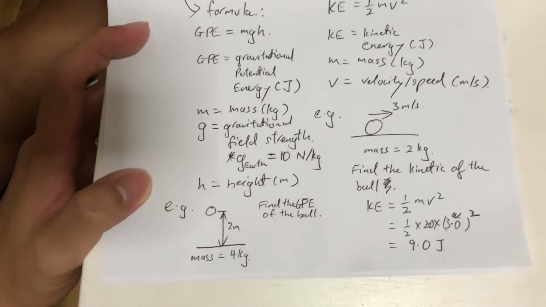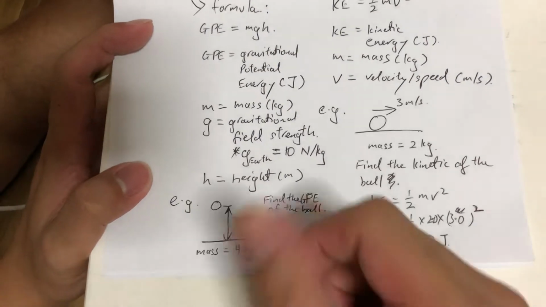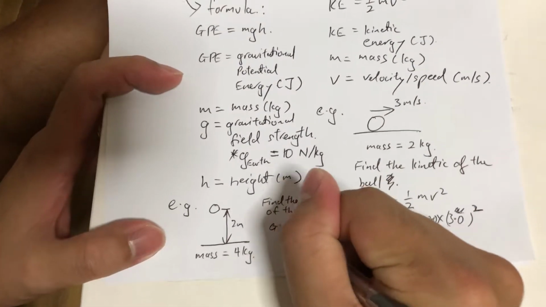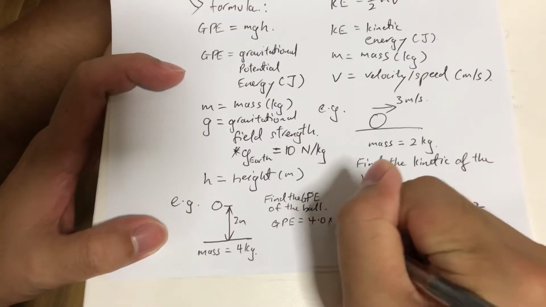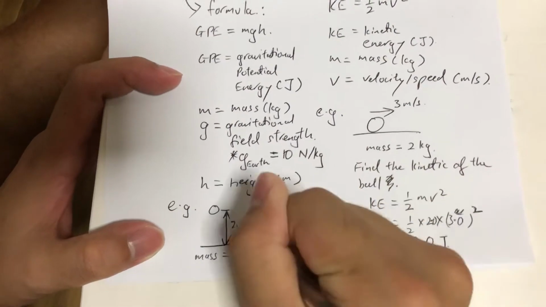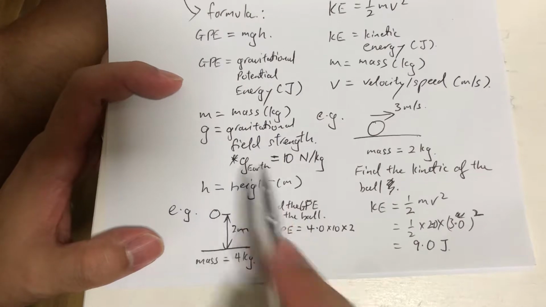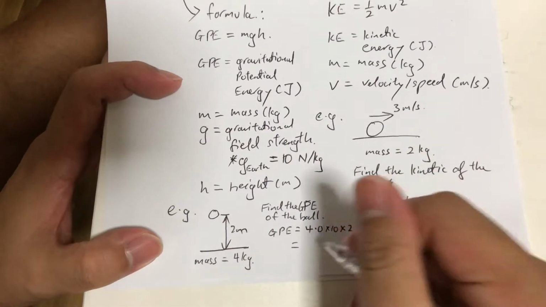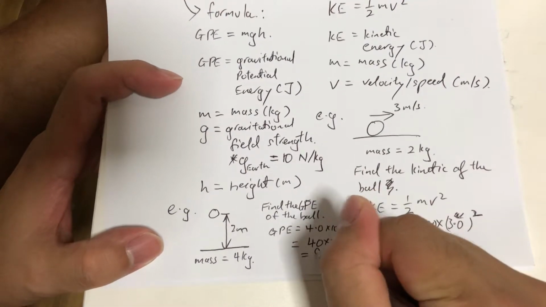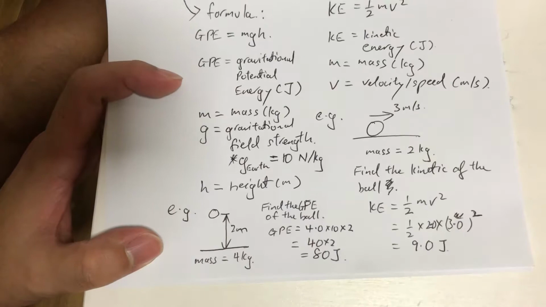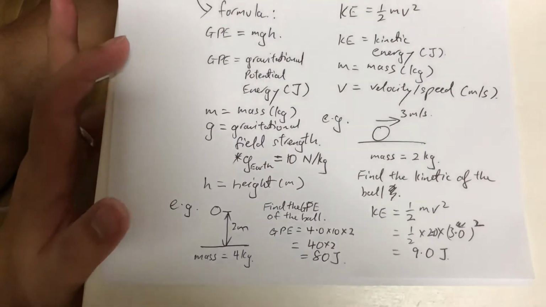Maybe you want to try this on your own now. If you have done it, it will compute this way: GPE equals 4.0 times 10 times 2. Why is there a 10 here? Remember, g is our gravitational field strength. If you do it correctly, you'll notice that it's 40 times 2, which is 80 joules. So the ball has gained 80 joules of gravitational potential energy.